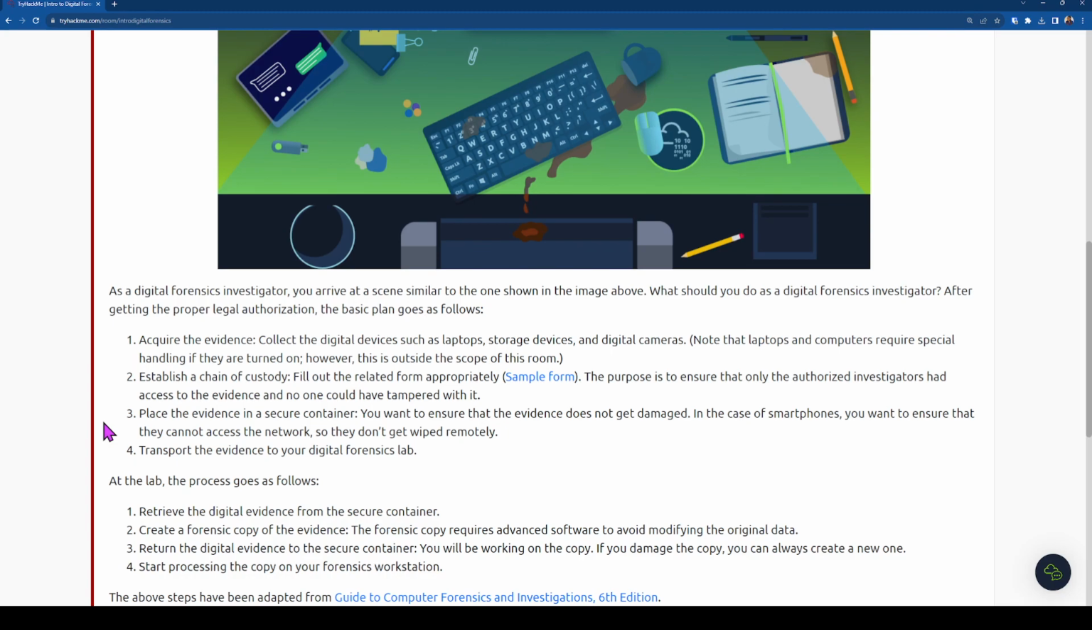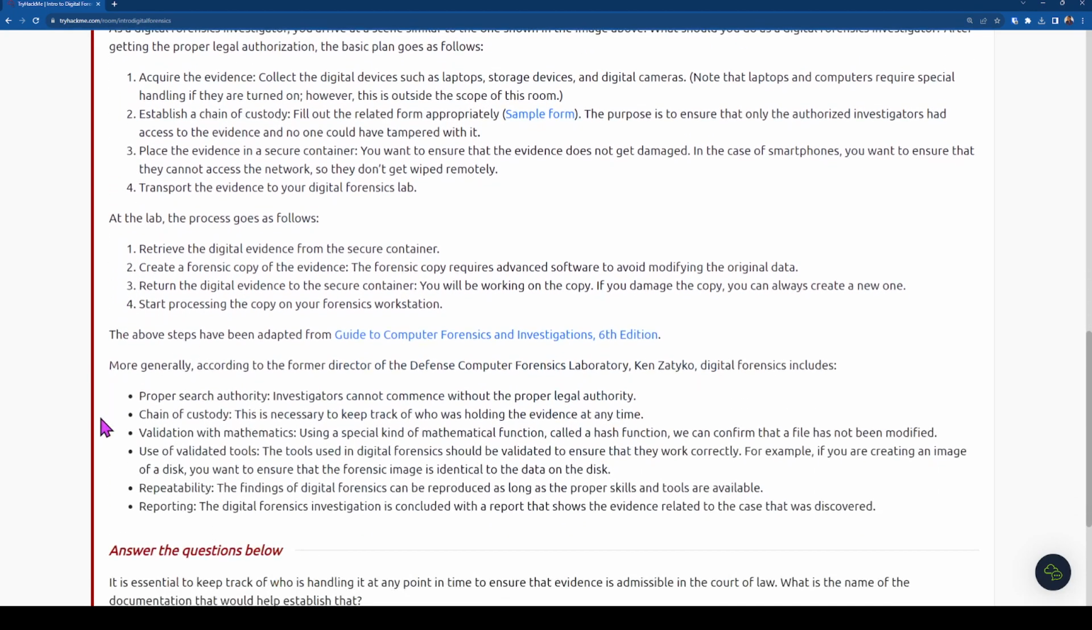Place the evidence in a secure container. You want to ensure that the evidence does not get damaged. In the case of smartphones, you want to ensure they cannot access the network so they don't get wiped remotely. And transport the evidence to your digital forensics lab.